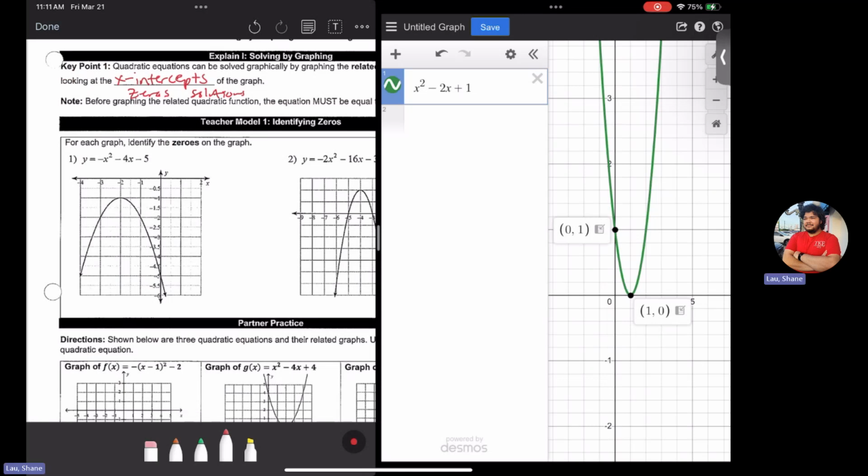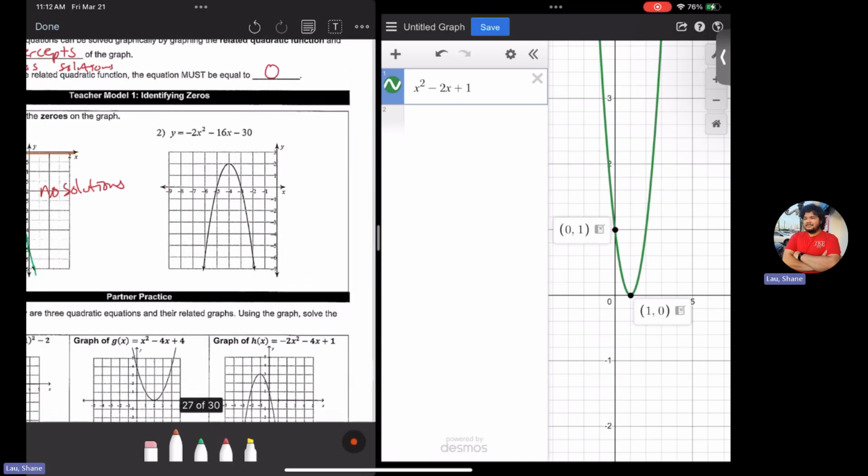Here it says, for each graph, identify the zeros on the graph. Well, if I'm looking at this correctly, the x-axis is right here, that orange line there. But my graph is this green graph. So because I see clearly that I am not going to touch this x-axis, I can say definitively that there are no solutions here. And I know that for a fact.